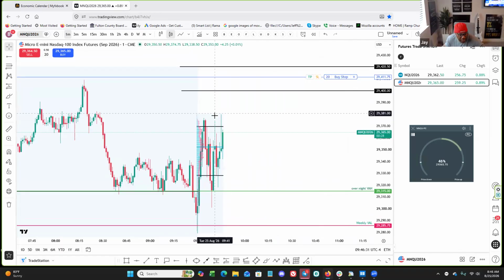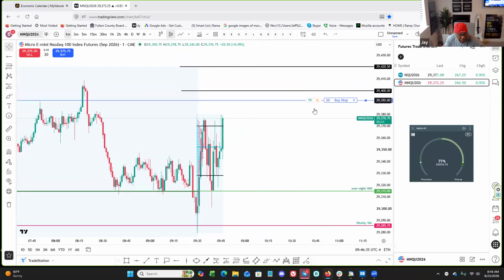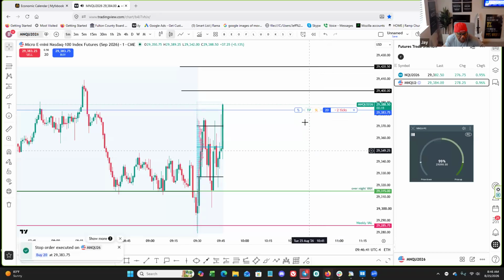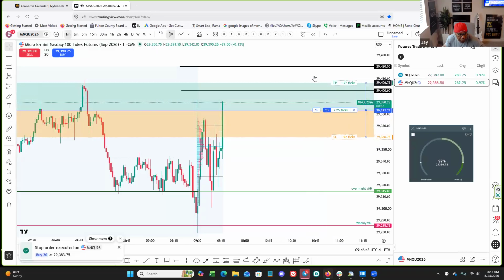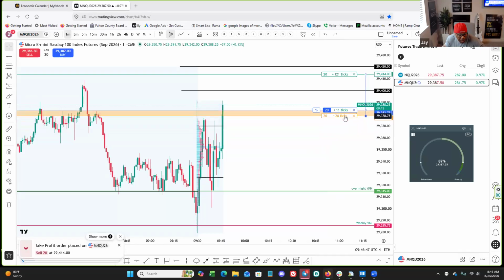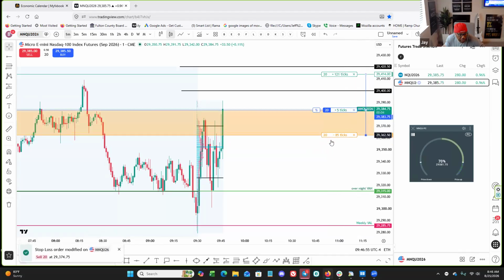I'd like to see these highs right here get broken. I really would. I think they are gonna get broken. I got put in at 29,383. I'm up. 29,383 is where I got them at. My stop.